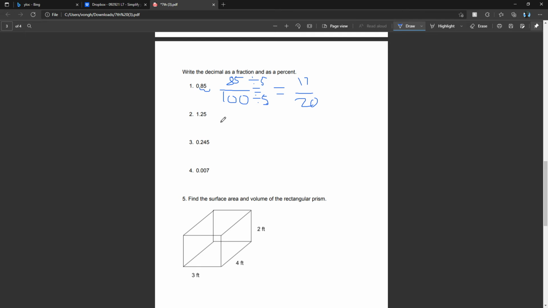So you have 1.25, so you would just do 125 over 100, because if you just cover it up here, you have it in the hundredths place. So you would write 100 at the bottom and 125 at the top. You just simplify it, dividing the top and bottom by 25. And you get 5 over 4.